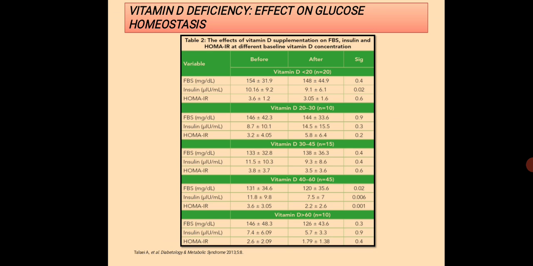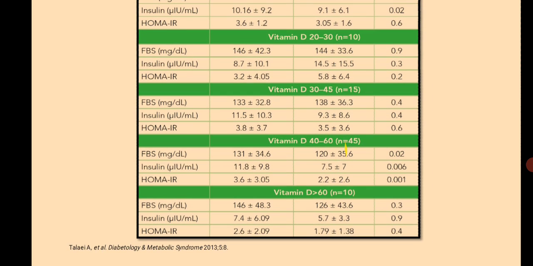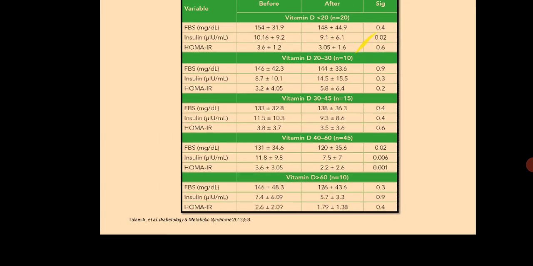So here is the table that explains the effectiveness of vitamin D on glucose homeostasis. Multiple people were checked before and after the study. Fasting blood sugar level in milligrams per deciliter, insulin level in microunits per ml, and HOMA-IR were checked in different vitamin D groups. So you can see this from the Diabetology and Metabolic Syndrome journal, 2013.